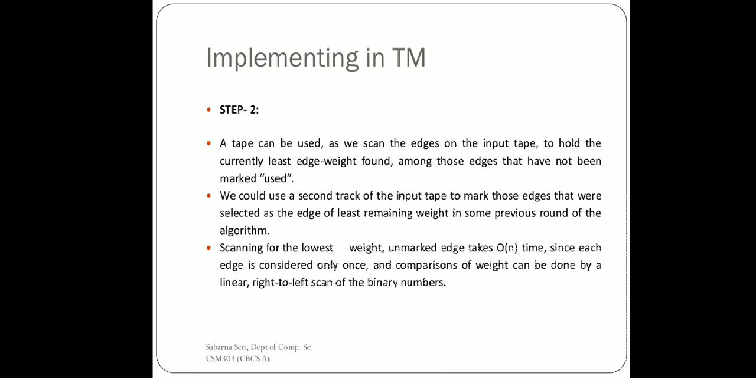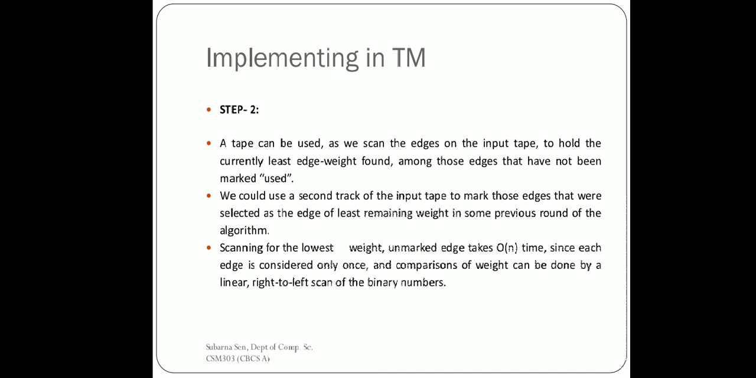Now the second step will be, a tape can be used as we scan the edges on the input tape to hold the currently least edge weight found among those edges that have not been marked used. So we can use one separate track in the Turing machine where we mark those edges as used. We are not going to use those again, because we cannot use an edge multiple times. It can be used only once.